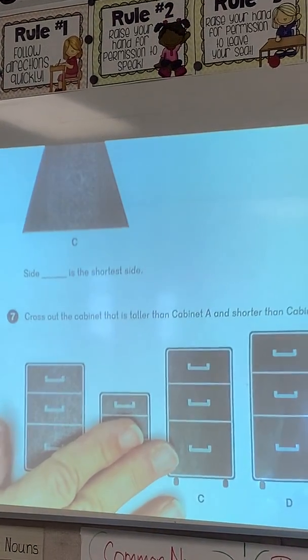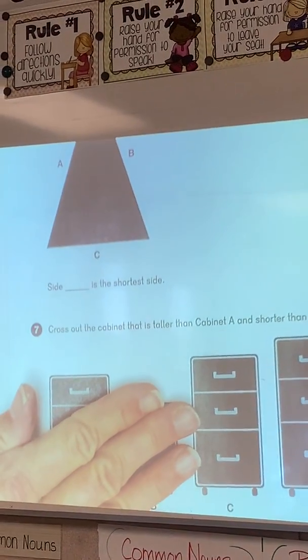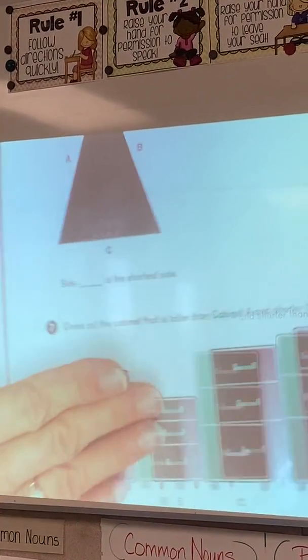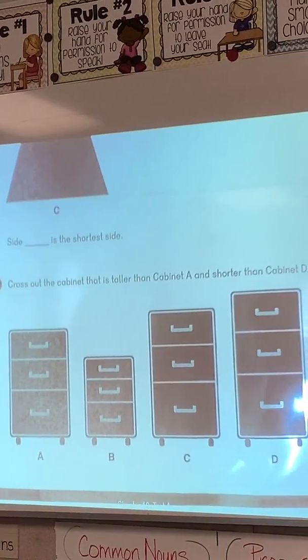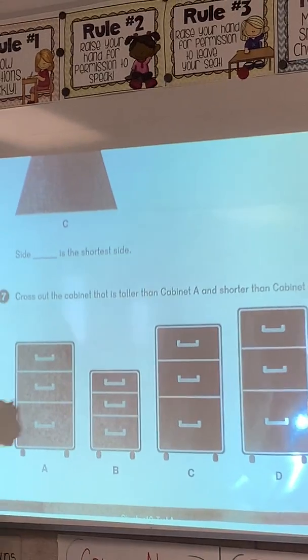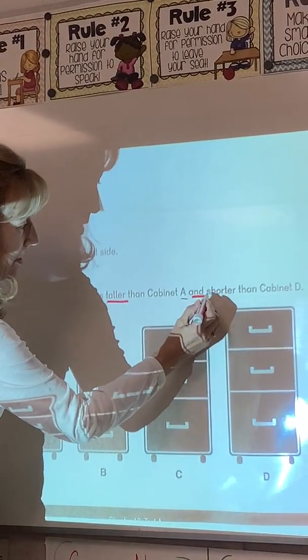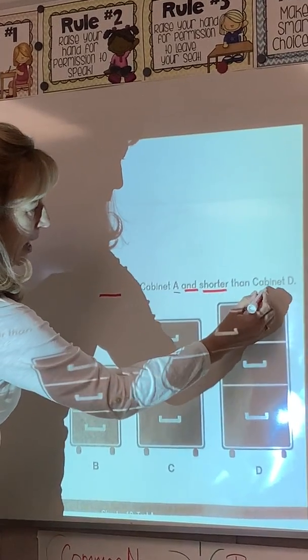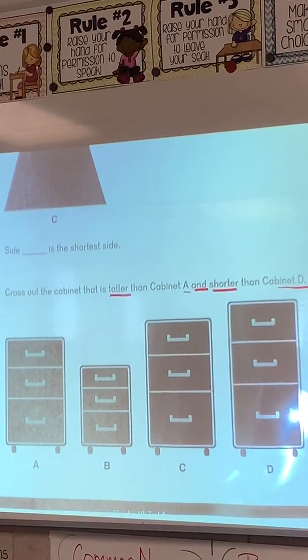Okay, cross out the cabinet. Make sure I can get it lined up here so we can see it. That's not quite right. How about like that? There we go. Cross out the cabinet that is taller than cabinet A and shorter than cabinet D. Taller than cabinet A and shorter than cabinet D.